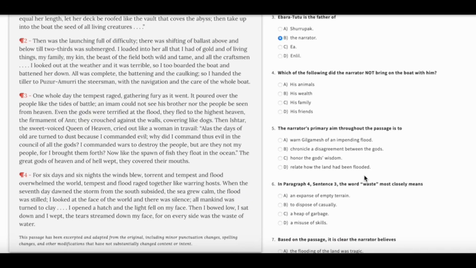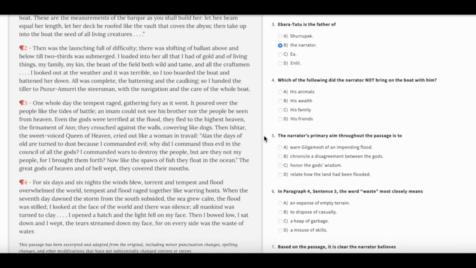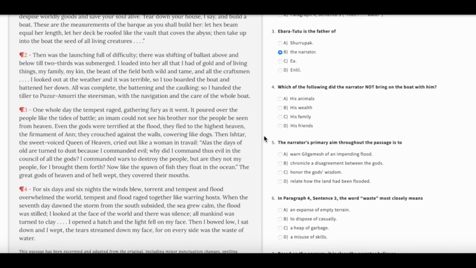Which of the following did the narrator not bring on the boat with him? Now, there's a part of the passage where it talks about all the stuff he brought on the boat. Do you remember where that is? I think it's paragraph 2. Read the sentence. "I loaded into her all that I had of gold and of living things, my family, my kin, the beast of the field, both wild and tame, and all the craftsmen." Good, and that's where it stops. This is easy. We've already found it.